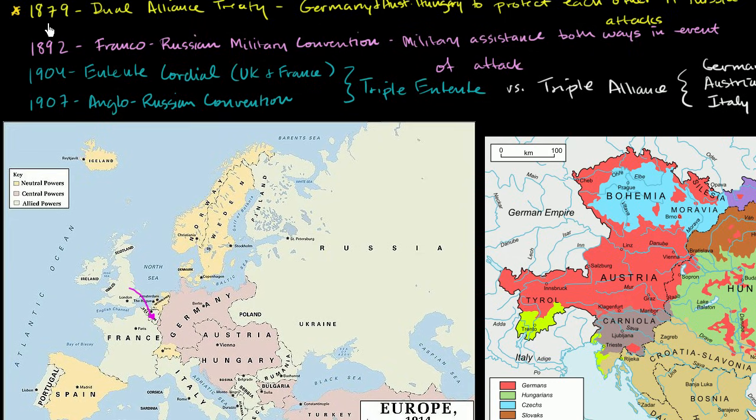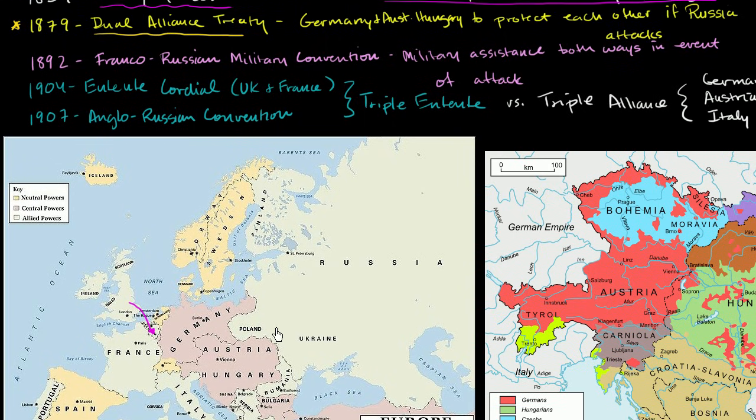And so in 1879, they signed the Dual Alliance Treaty between Germany and Austria-Hungary to protect each other if Russia attacks. They have this common enemy right over here, Russia. They're going to protect each other. So this makes the new German Empire feel a little bit better about its position in Europe in case they were to get into a war with either of these characters.